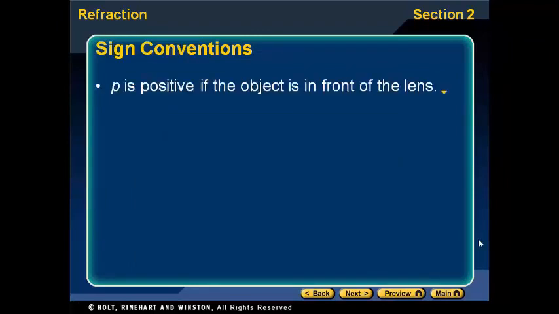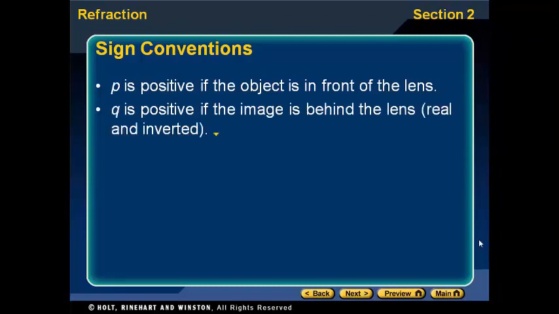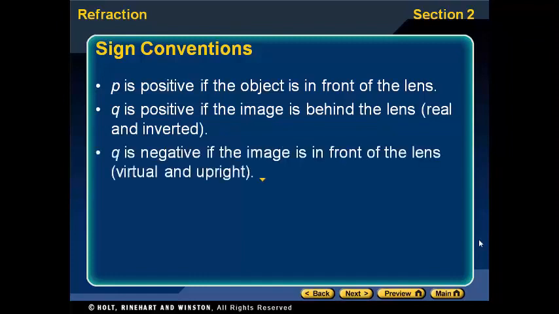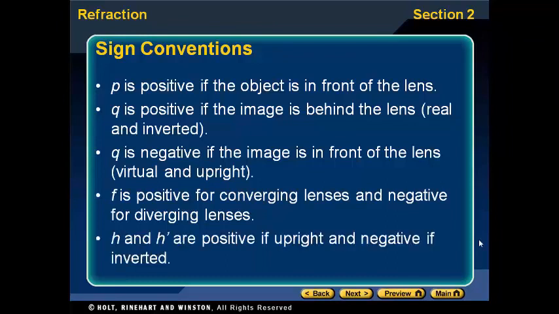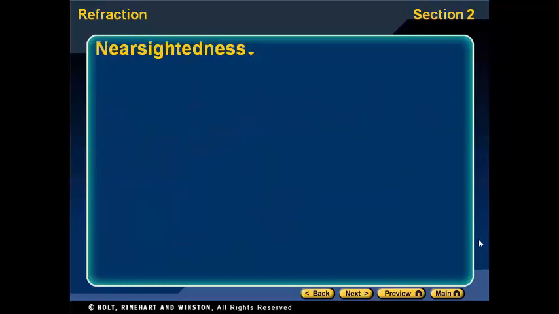Sign conventions. p is positive if the object is in front of the lens. q is positive if the image is behind the lens, real and inverted. q is negative if the image is in front of the lens, virtual and upright. f is positive for converging lenses and negative for diverging lenses. h and h' are positive if upright and negative if inverted.